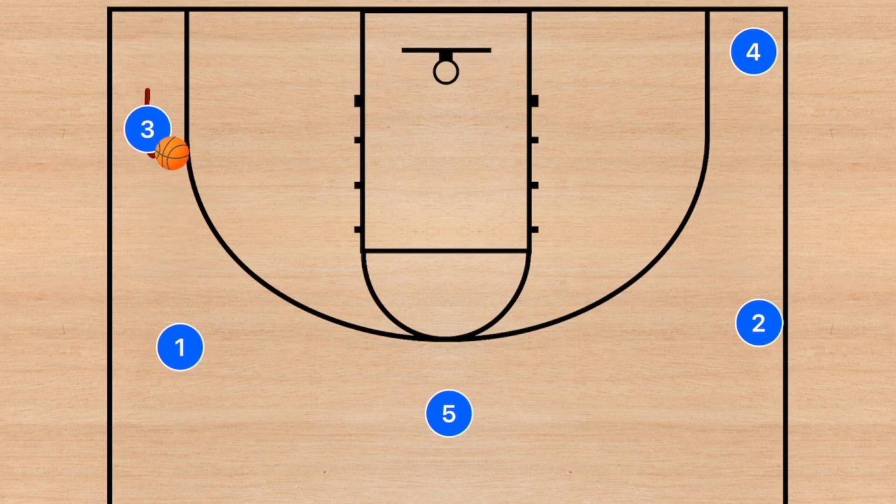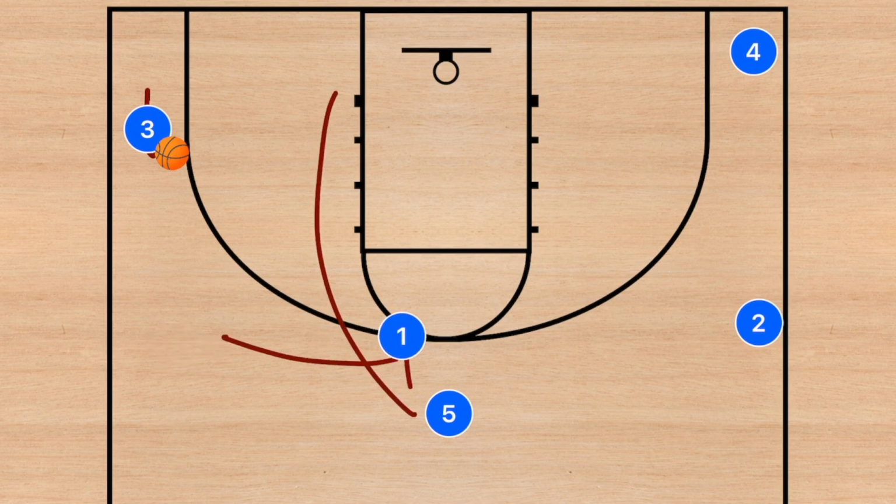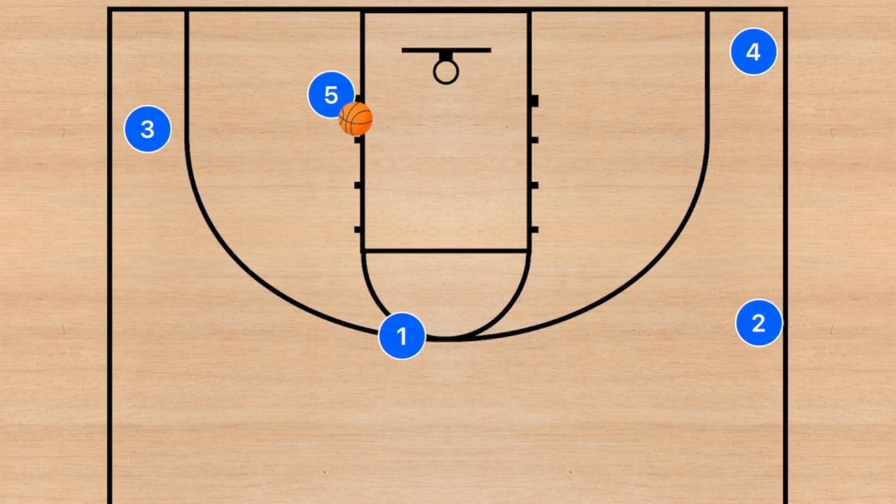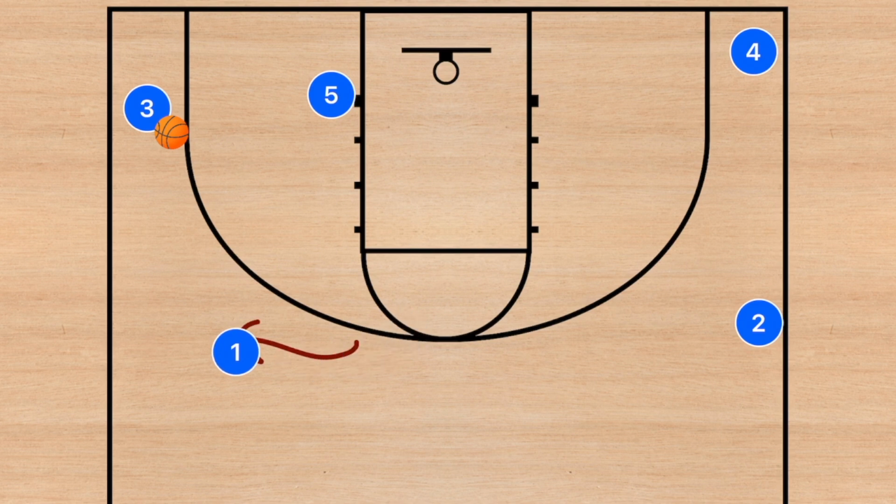At this time, we want player 1 to set that screen for player 5. Player 5 will then go into the low post. If you can hit this initial pass and he's open to score, that would be a fantastic option. If he's not open, we're not going to worry too much. At this time, we're going to have player 1 show back towards the wing, and if he's open, we want that pass to go back to player 1.